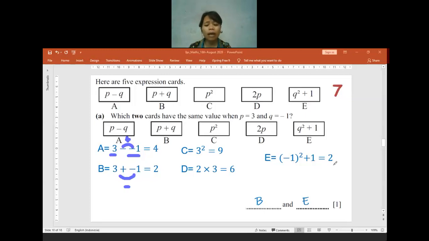So the ones that have the same answer, which is 2 here, are card B and also card E. That's why the answer for question 7A will be B and E.